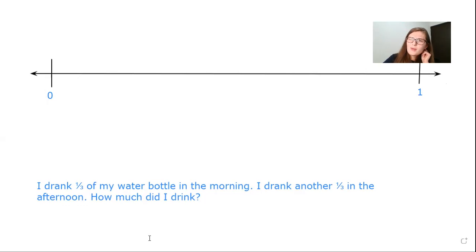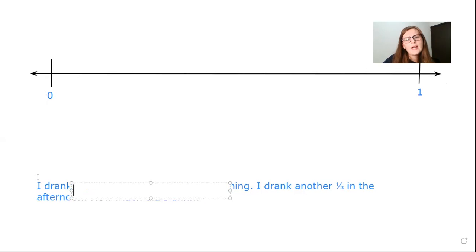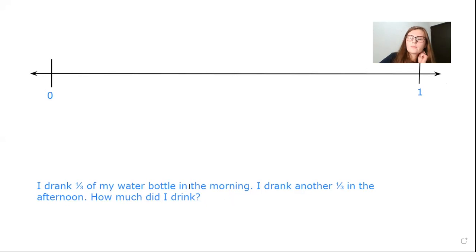Now we need to think, how many parts am I going to split this into? Well, let's take a look at the fractions that we see here. I drank 1/3 of my water bottle in the morning. I drank another 1/3 in the afternoon. So to know how many parts I'm going to split this into, remember, you need to look at the denominator to see how many equal parts.